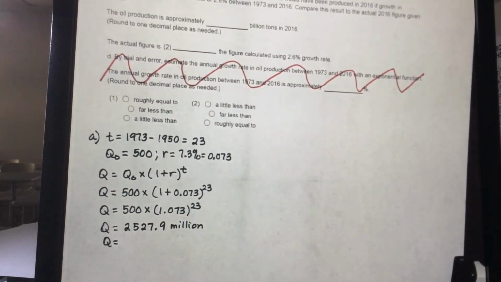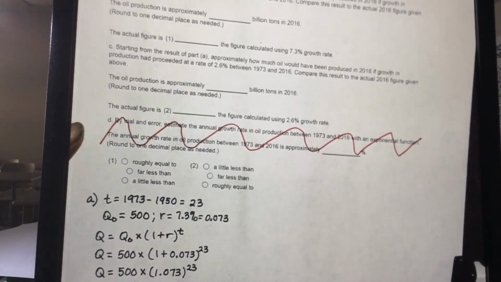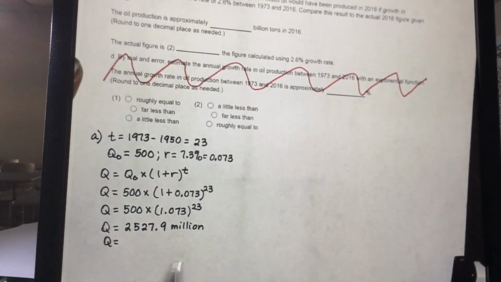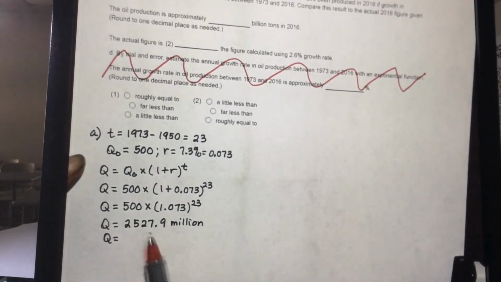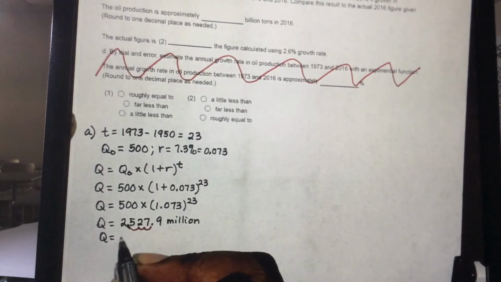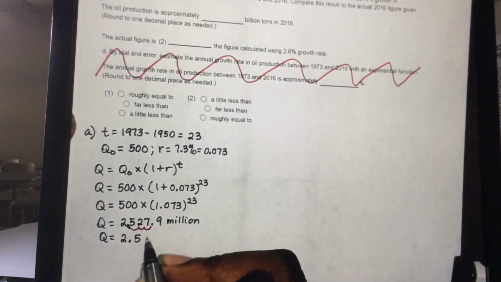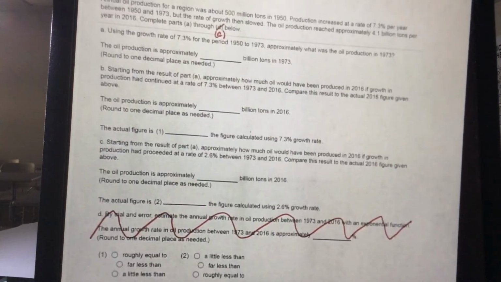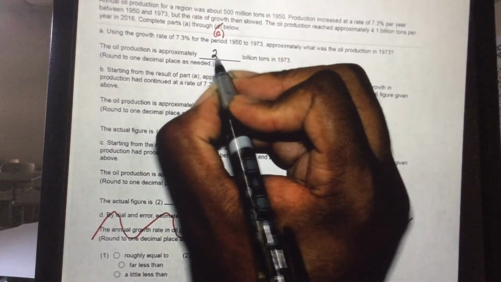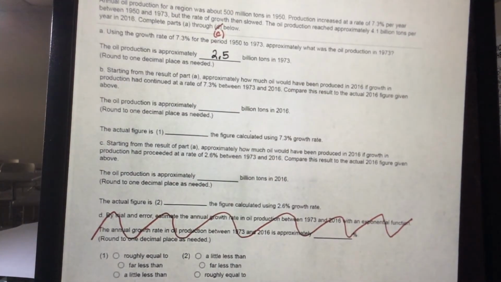But here they want the answer in billion, okay? If I move this decimal point 3 places to the left, it will be in billion, because that number represents the millions. Move this decimal point 1, 2, 3 places to the left, it'll be between the 2 and the 5, and it will be in billion. So this will be, I'm going to say, approximately 2.5 billion. So here, to answer part A, the oil production is approximately 2.5 billion tons in 1973.